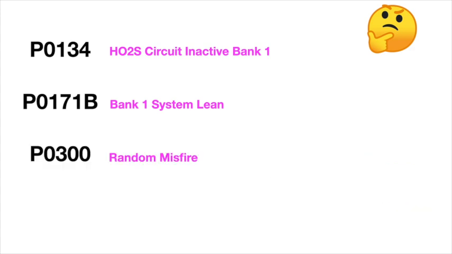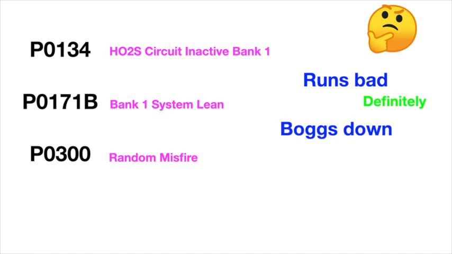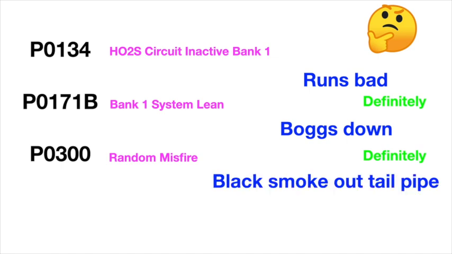So our next code is a P0300, or a random misfire. Well, could that cause it to run bad? Well, definitely it could cause it to run bad. And could it cause it to bog down? Well, again, definitely it could cause it to bog down. How about black smoke out the tailpipe? A random misfire. Black smoke out the tailpipe? Well, I suppose it's a possibility. I'd have to say that's a possibility.